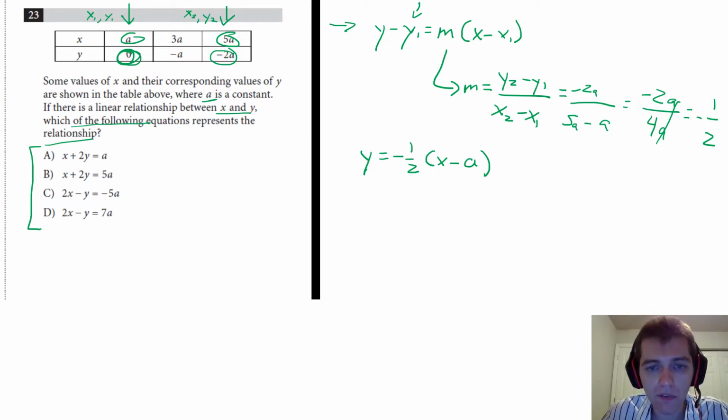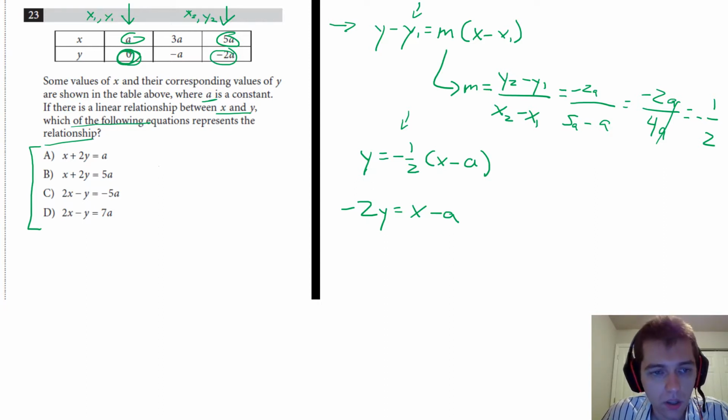At this point, it's probably valuable to go back and look at what your final solutions have, and there's no half in any of the answers. So that says let's multiply everything by -2 to make this 1/2 go away and put it in front of the y. So let's multiply everything by -2. Let's make this -2y is equal to x minus a.